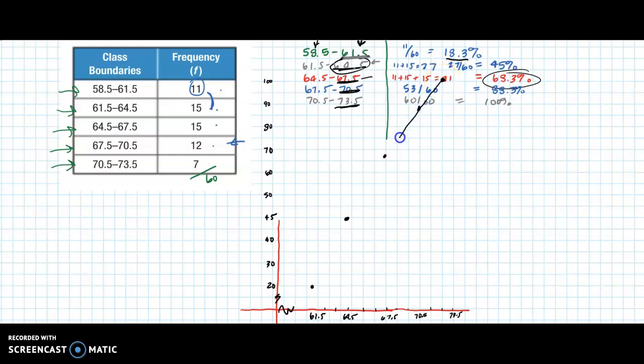So this graph is kind of looking like this. Again, a lot of it all just depends on your data. There really isn't a necessary shape that we're looking for in this situation.